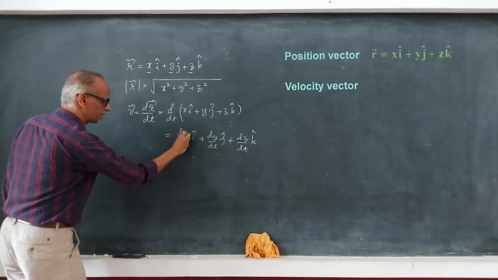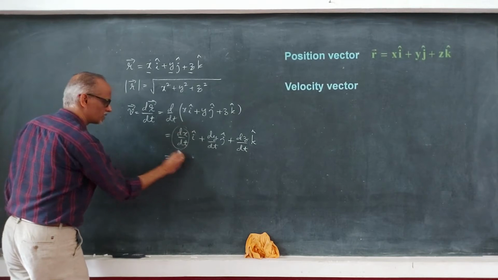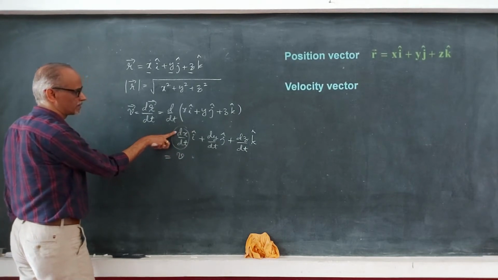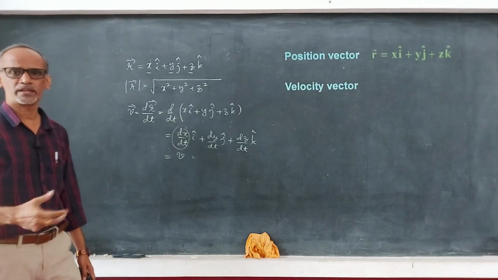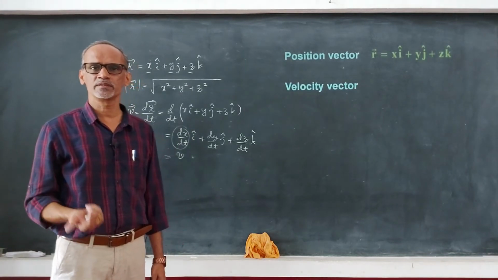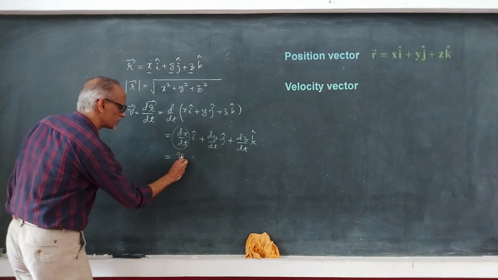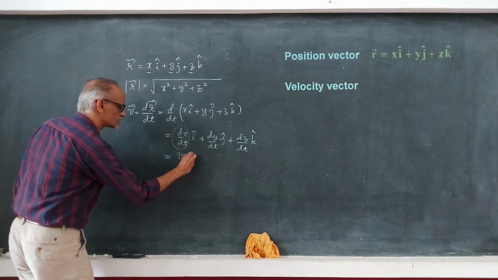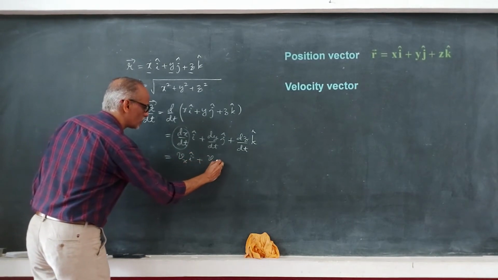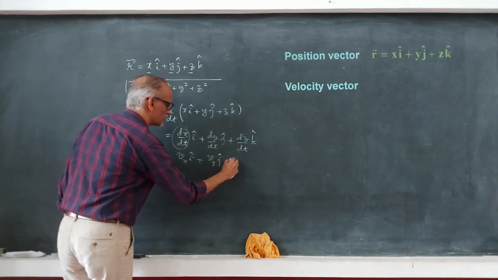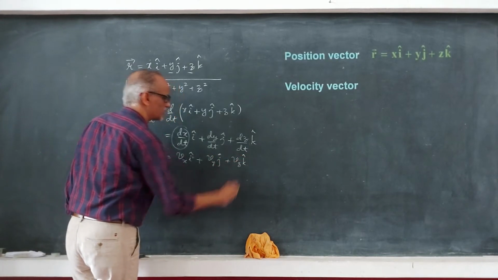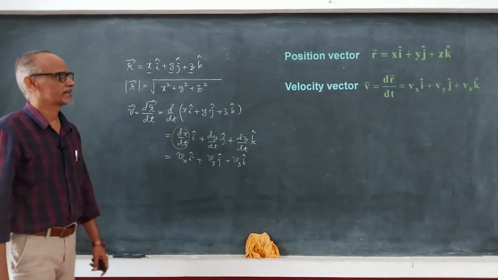What is dx by dt? Dx by dt is nothing but the rate of change in position along the x-axis, correct? And what does the rate of change of position give? The rate of change of position gives velocity. So that's why this will be the velocity along the x-axis. This will be the velocity along the y-axis, and this will be the velocity along the z-axis. Clear? So that is how you will get that equation.